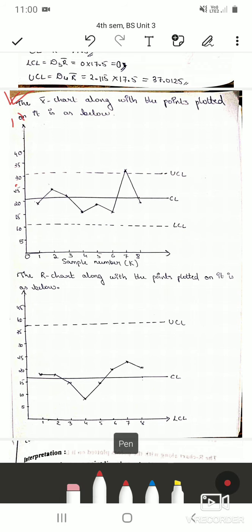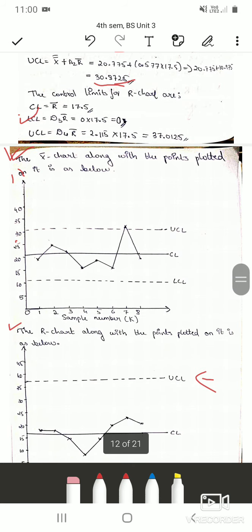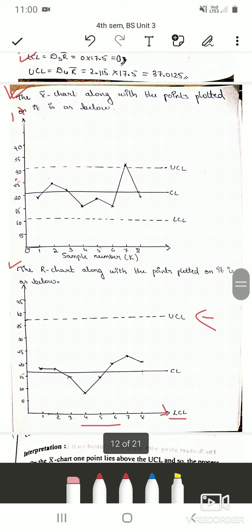Now we will plot our R chart in a similar manner. Again, on the x axis I have taken sample number. Please write this as sample number. And on the y axis again I have taken 1 centimeter equal to 5 units. Here the lower control limit is 0, right? So this x axis indicates your lower control limit. Upper control limit is 37.025, so I have marked it with a dotted line, and the central limit is 17.5, so I have marked it with a straight line.